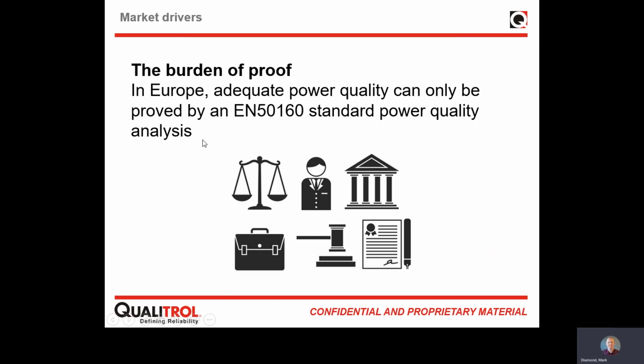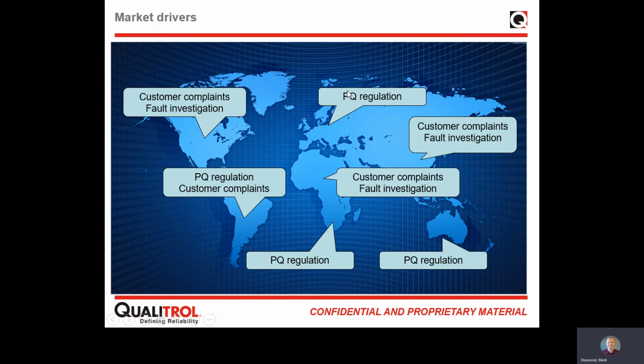If we looked to other regions in the world, so we talked about Europe briefly, there is PQ regulation. In South America, it's through what's called the Craig reports. There's not so much regulation in North America, so it's driven mainly by customer complaints and fault investigations. South Africa has regulation, Australia has regulation, and in other regions in the world, it's mostly driven by customer complaints and fault investigations and looking at early life failures and why. So you can see it's different. Different regions of the world have different reasons for adding power quality monitoring to their systems.